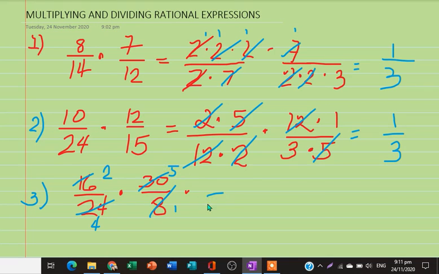Therefore, 2 times 5 over 4 times 1. But we have another common factor between 2 and 4. 2 divided by 2 is 1. 4 divided by 2 is 2. Therefore, the answer is 5 over 2 times 1 is 2. So the answer is 5 halves. Okay?